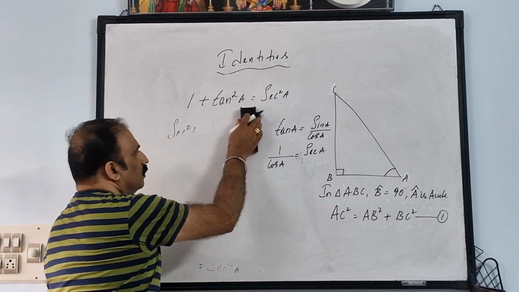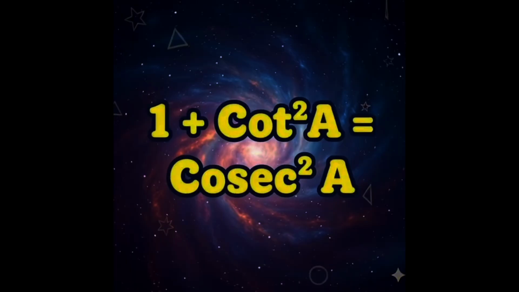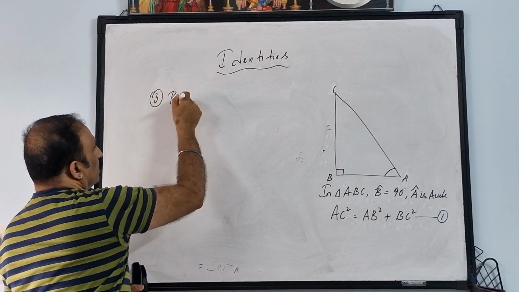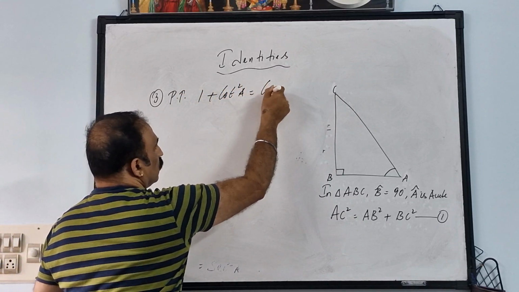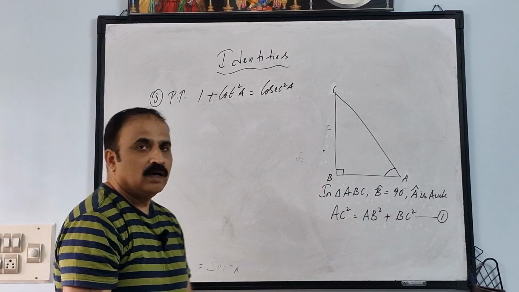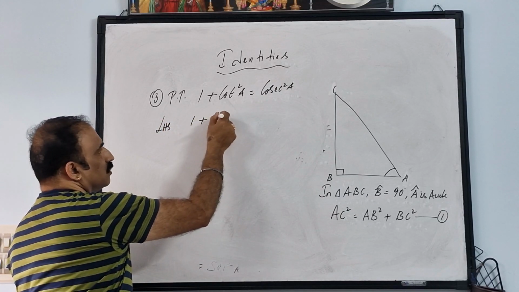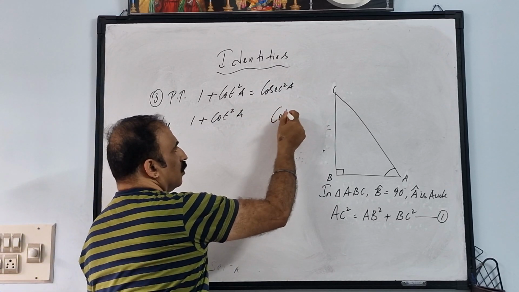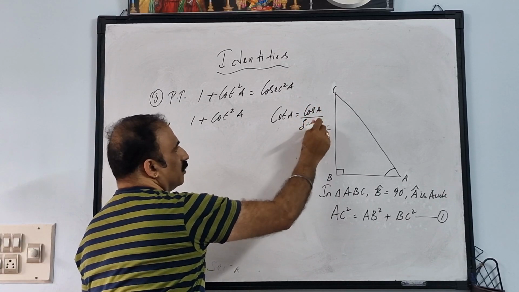Now the next identity, the third one, which is going to be 1 plus, we have to prove that 1 plus cot square a is equal to cosecant square a. This also we require reciprocal ratios. I will take up LHS. LHS is 1 plus cot square a. Now as we learned in reciprocal ratios, cot a is going to be equal to cos a divided by sin a.